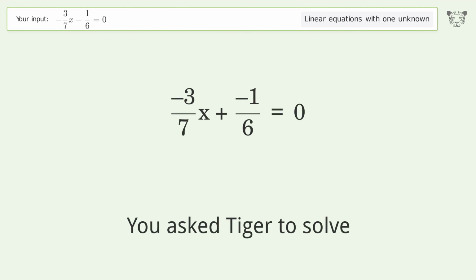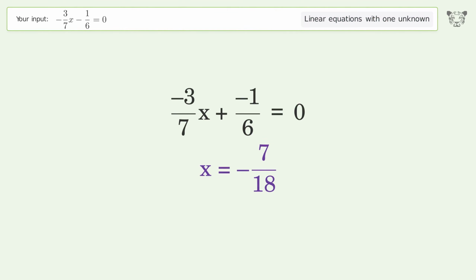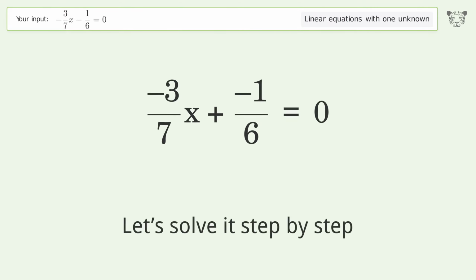You ask Tiger to solve. This deals with linear equations with one unknown. The final result is x equals -7/18. Let's solve it step by step.